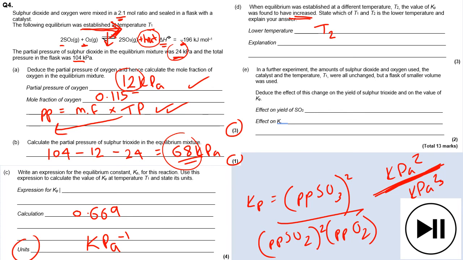And my explanation is using Le Chatelier that Kp has increased. That tells me that equilibrium has shifted to the right. Now equilibrium will shift to the right in the exothermic direction when the temperature has been decreased.